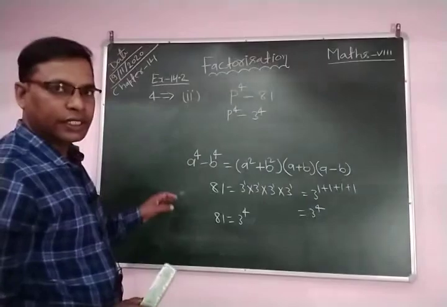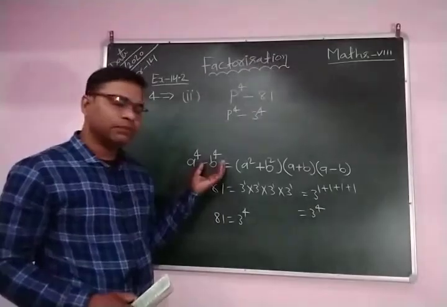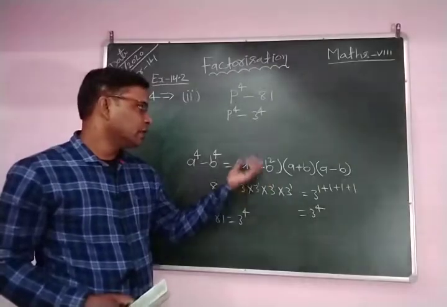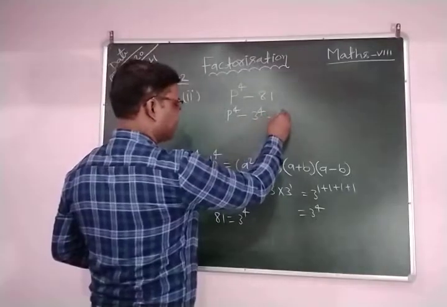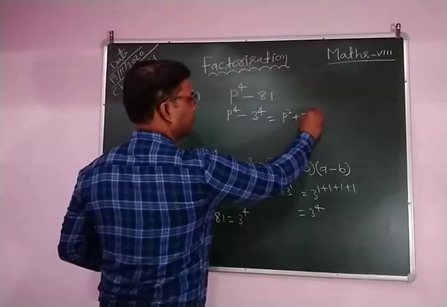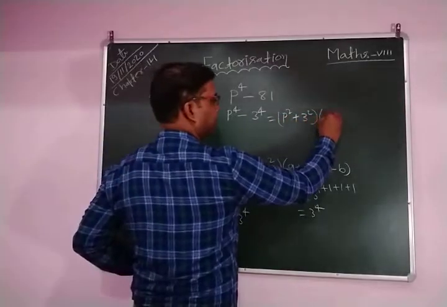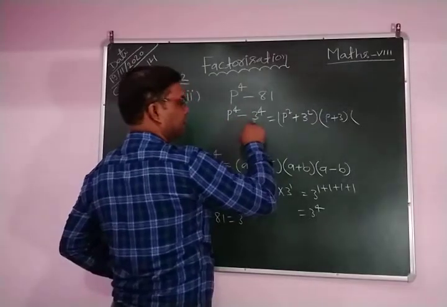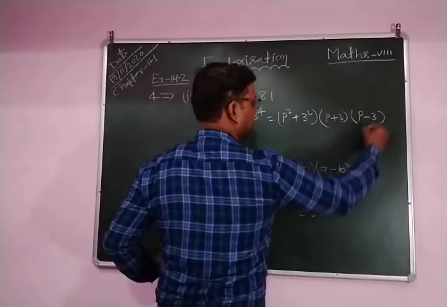Okay, so you can see here the first part of this question: a power 4 minus b power 4 is equal to a square plus b square into a plus b into a minus b. According to this formula, we can write a square means p square plus b square means 3 square, into a plus b, so p plus 3, into a minus b, here a is p and b is 3, so we write p minus 3.